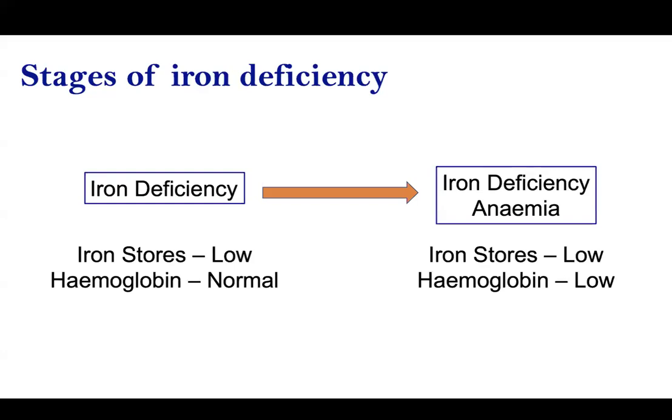So a few slides about iron deficiency. We know iron deficiency can be there without anemia. That is the initial stage. They will have low iron stores and normal hemoglobin. But when the iron deficiency is progressing, it will lead to iron deficiency anemia with low iron stores and low hemoglobin.